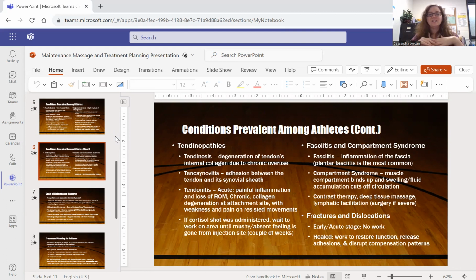Tenosynovitis is an adhesion between a tendon and its synovial sheath. It occurs below the elbow, below the knee, and in the bicep in a couple areas. Our tendons have these synovial sheaths to reduce friction, and they can get stuck to the side of their sheath. You'll know it's tenosynovitis because you'll roll over a tendon and it'll feel like you've got gritty sandpaper granules along it. That tells you that's tenosynovitis.